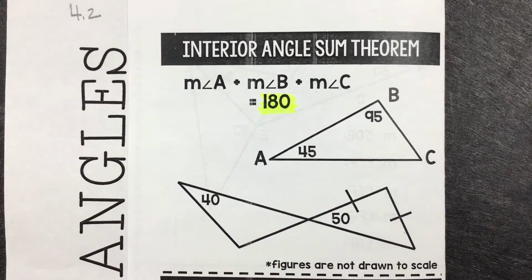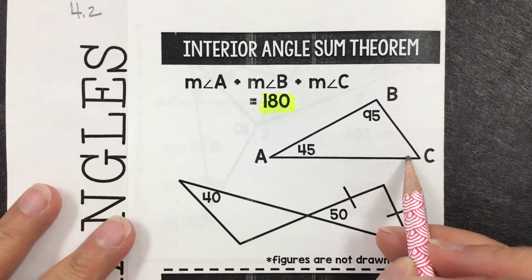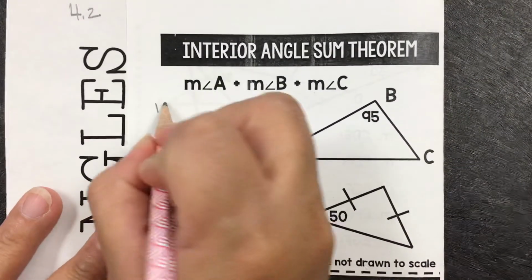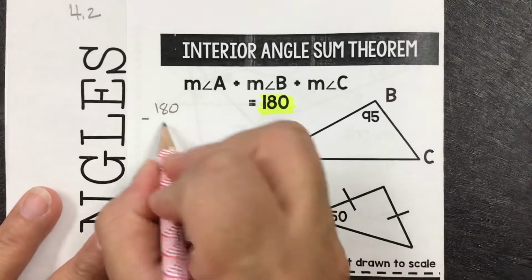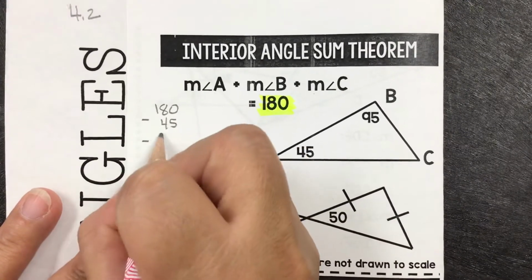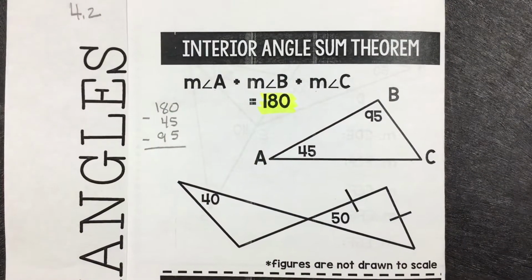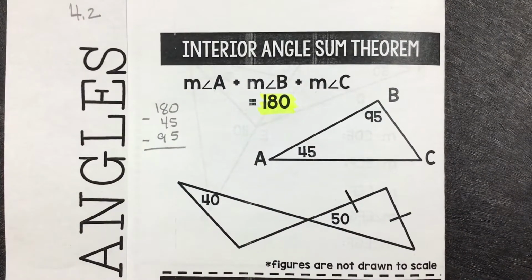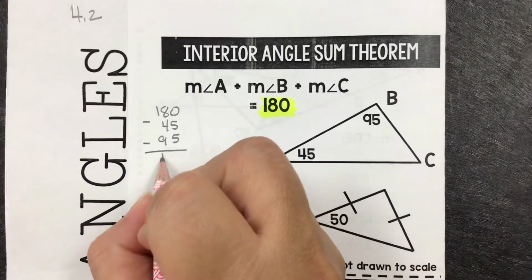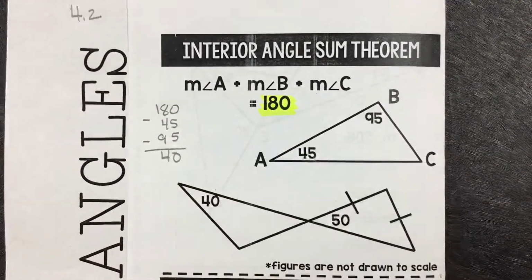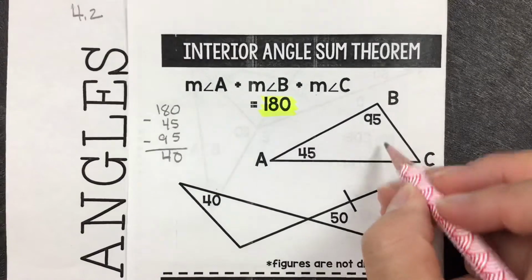That means that to solve for angle C, what we would have to do is take 180 minus 45 minus 95, and that gives you 40. That means that the measurement of angle C would be 40.